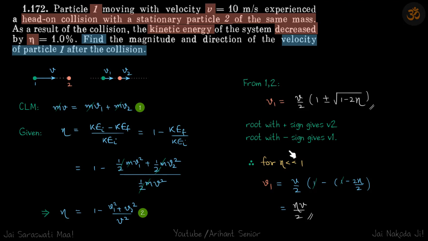Now, this eta is given quite small, so let's get an approximate answer. In this equation, if eta is very small, we'll do a binomial approximation and that will give v1 as eta v by 2, which can also be considered as our answer. All right.